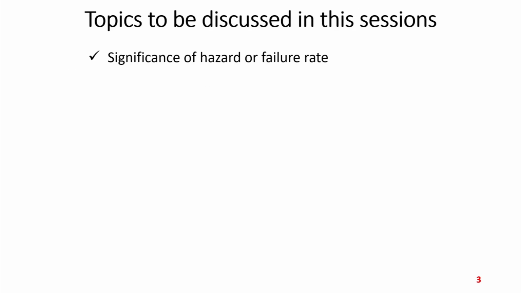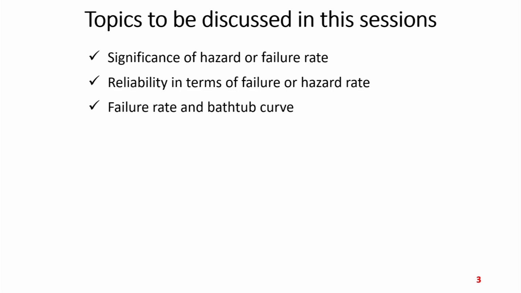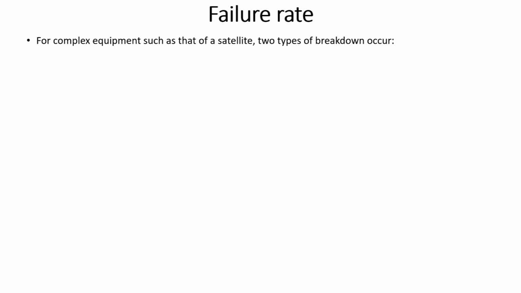Today we will discuss the significance of the hazard or failure rate, followed by the reliability in terms of failure or hazard rate, then the failure rate and the bathtub curve. This is a very important curve used in reliability engineering, called the bathtub curve. We will discuss that.